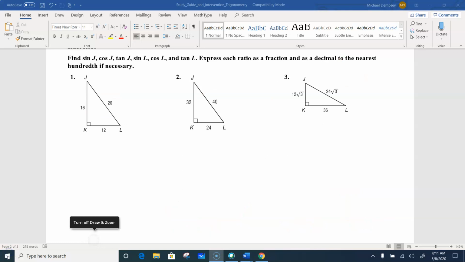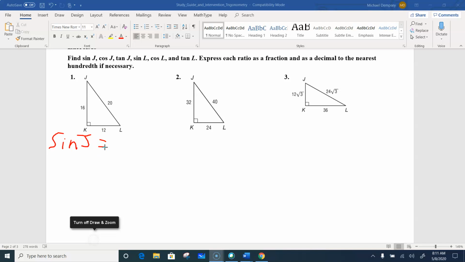Okay, so let's start with the first thing I want you to be able to do in each of these triangles. I want you to look at each angle, J and L, the two acute angles. We don't ever do any of these for the right angles. So in each one of these three triangles, we're going to look at J and L, and we're going to look at what the sine, cosine, tangent relationships are for each one. So I start in number 1 here, and I want to start with the sine of angle J. What's the sine of angle J there?